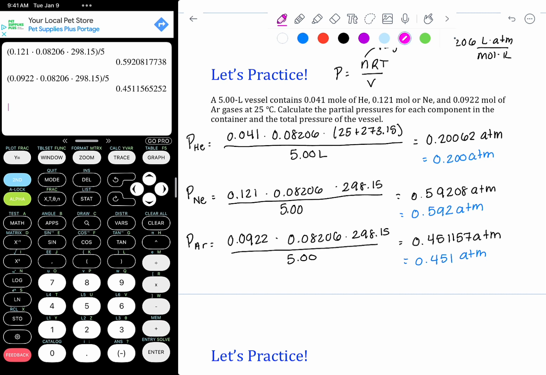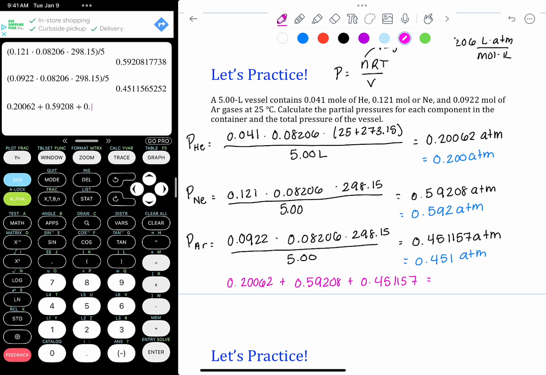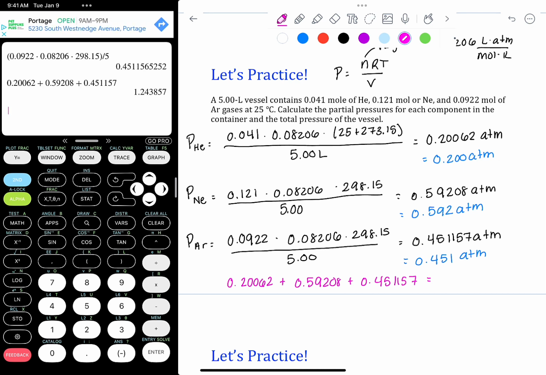Now we want to take all of those individual partial pressures and add them up to find the total pressure. So we're going to take 0.20062 plus 0.59208 plus 0.451157, and we get a total pressure with 3 sig figs of 1.24 atm as the total.